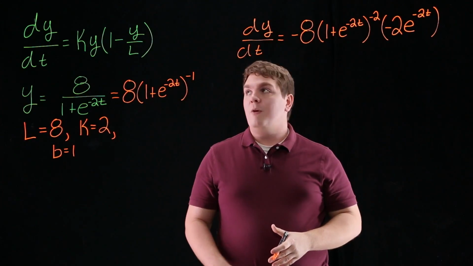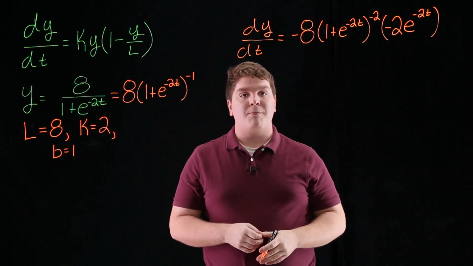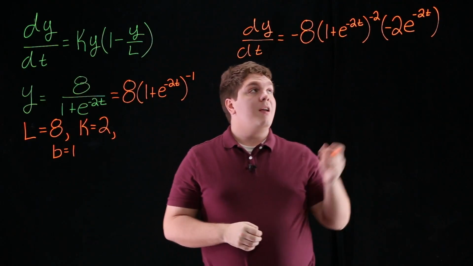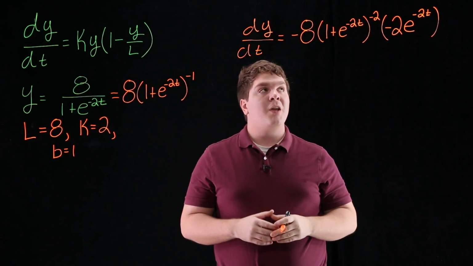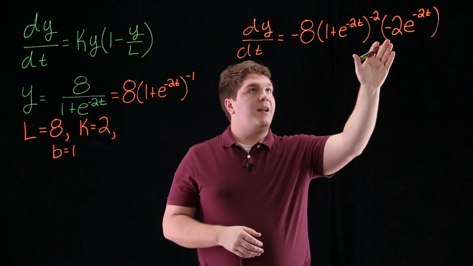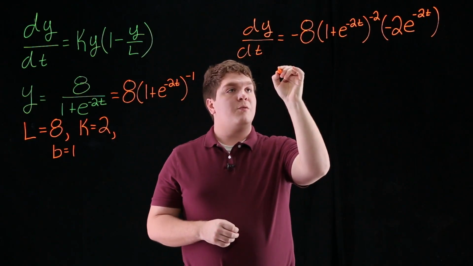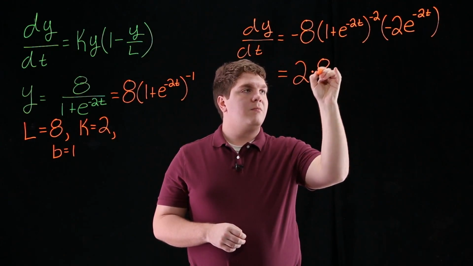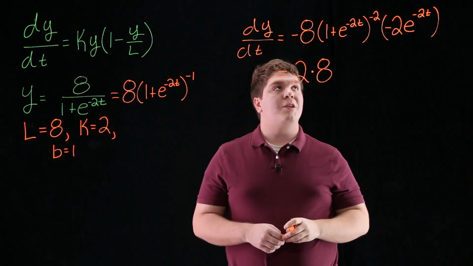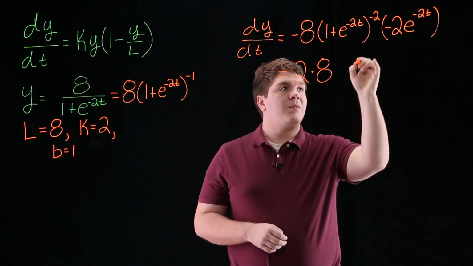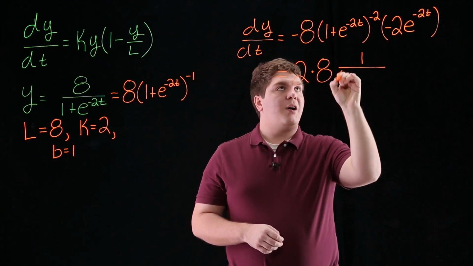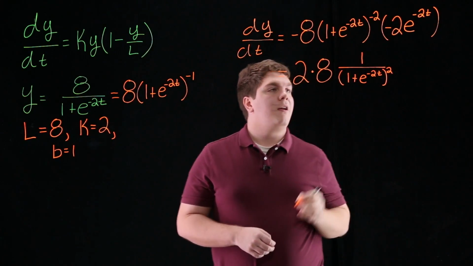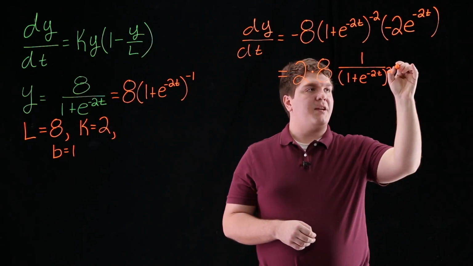Now that we have our derivative, we want to show that it satisfies this logistic differential equation. So the first thing I'm going to note is that we have k equals 2, and we do have a 2 appearing in our derivative, so we can bring that out in front. And I'll also note that we have a negative times a negative, so the negatives will become a positive. So we can write this as 2 times 8. I'm going to rewrite 1 plus e to the negative 2t to the negative 2 as 1 divided by 1 plus e to the negative 2t squared. And we're multiplying this by e to the negative 2t.